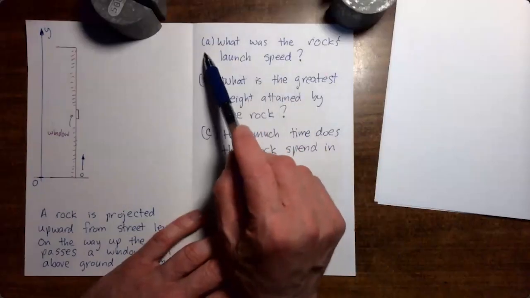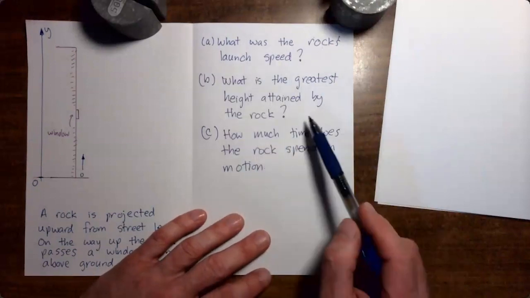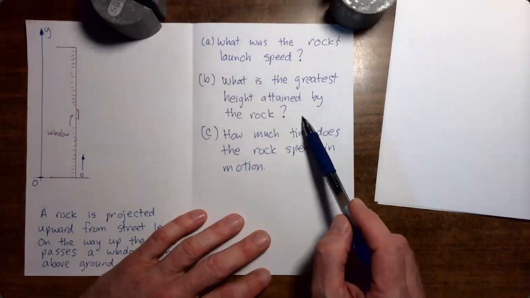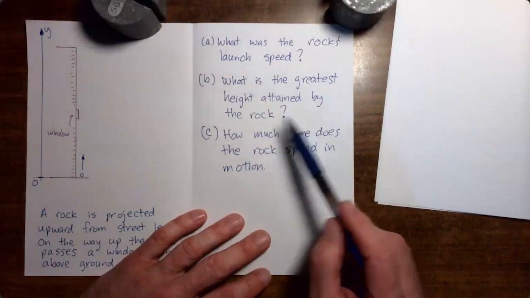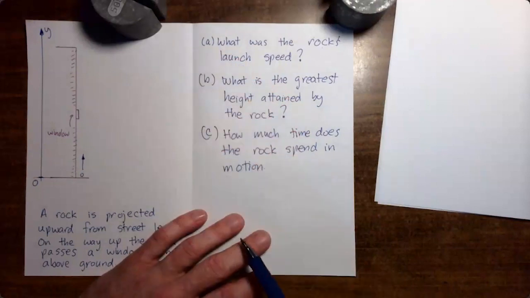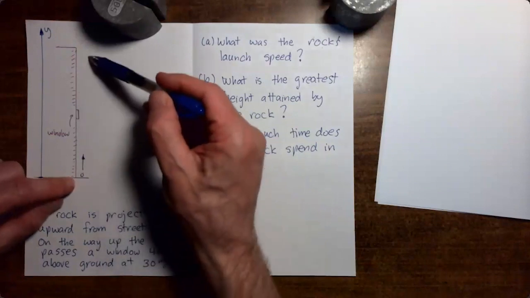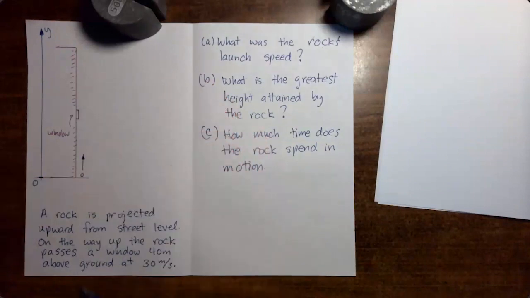There are three parts to the problem. Part A asks for the rock's launch speed. Part B asks what is the greatest height attained by the rock. So what's the maximum height before it turns around and comes back down? And part C, what is the total time that the rock spends in motion from the launch, going up to the top, and then coming back down and hitting the ground?